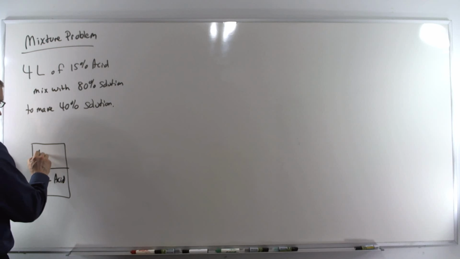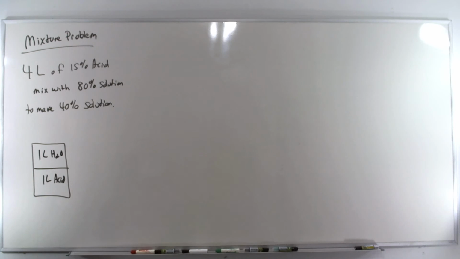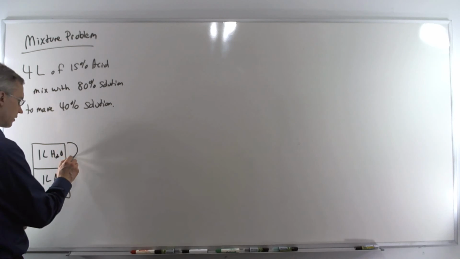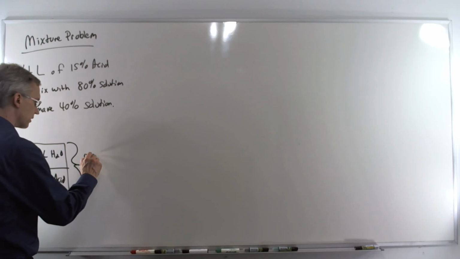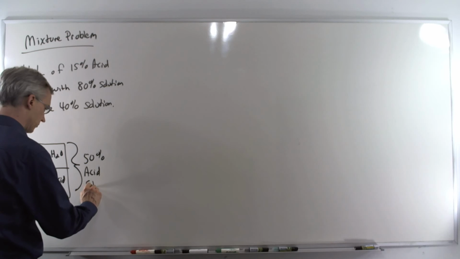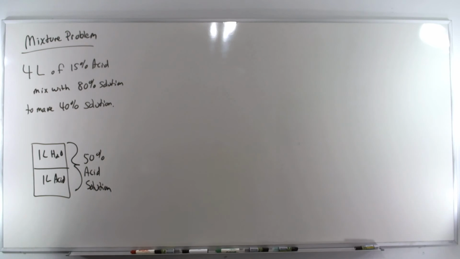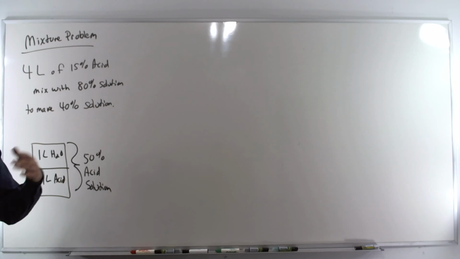I'm going to mix in 1 liter of water. So now I've got 2 liters of solution. Only 1 liter of it is acid. So this would be a 50% acid solution. Only 50% of the liquid is actually acid. The other 50% is water.